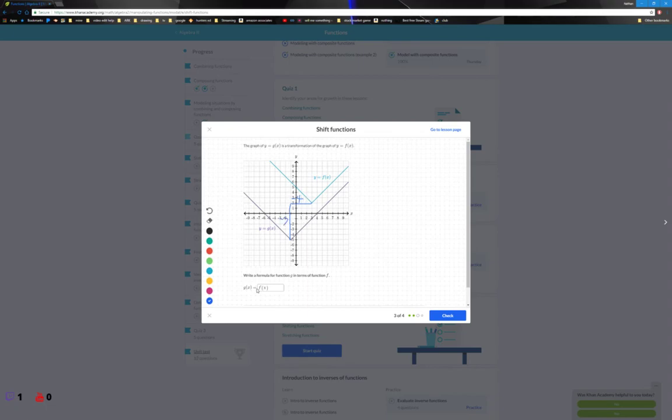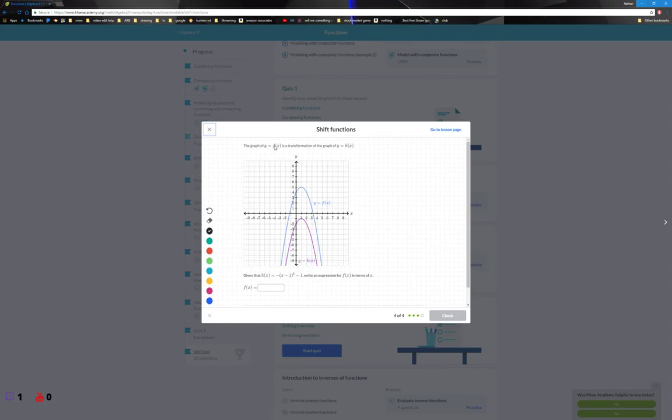So -4, -7. So we want to do horizontal first, and we subtract horizontal. So if we're subtracting a -4, it's just like adding a +4. So we can just write in +4. And then we want to add -7, and we can just subtract 7, because if we're adding a -7, it's the same thing. So we'll check, and we got it right.